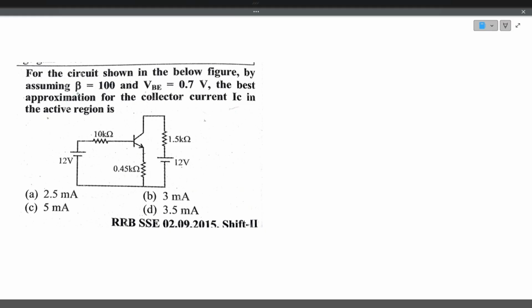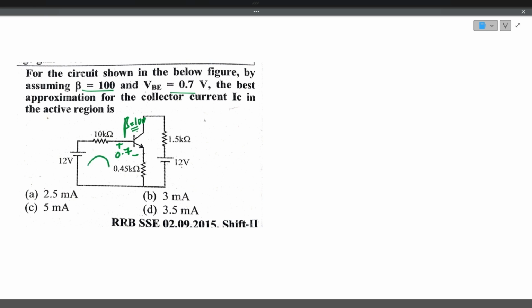So next question. For the circuit shown in the below figure, by assuming beta is equal to 100, VBE is 0.7. So VBE, the forward voltage drop across the base emitter junction, is 0.7. Beta is equal to 100. The best approximation for the collector current IC in the active region is, right, he has given the beta value. So we can easily find out the collector current from the base current.